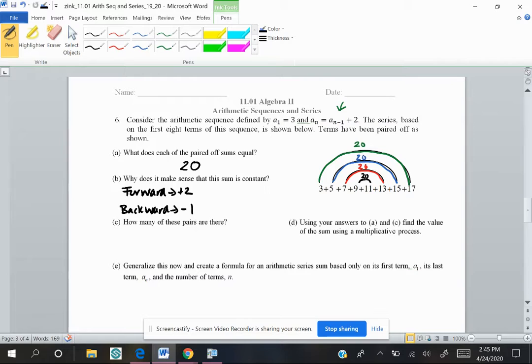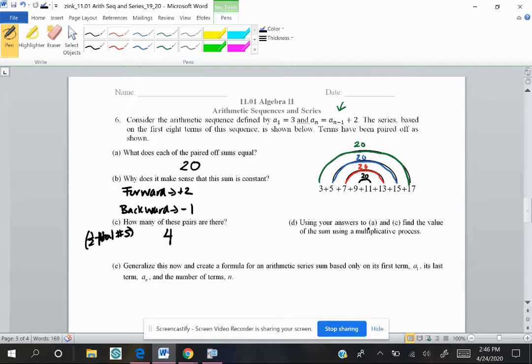How many pairs do we have? We have 1, 2, 3, 4 lines of our rainbow, which means there are 4 pairs. Think about how many numbers we had in total: 1, 2, 3, 4, 5, 6, 7, 8 numbers in total. So to get that 4, it's half the total numbers that we have.